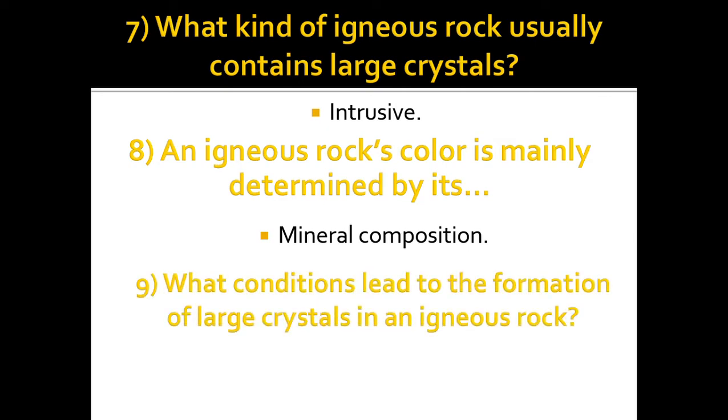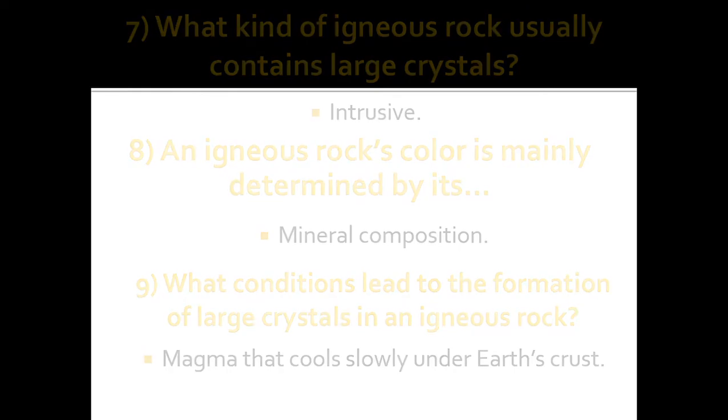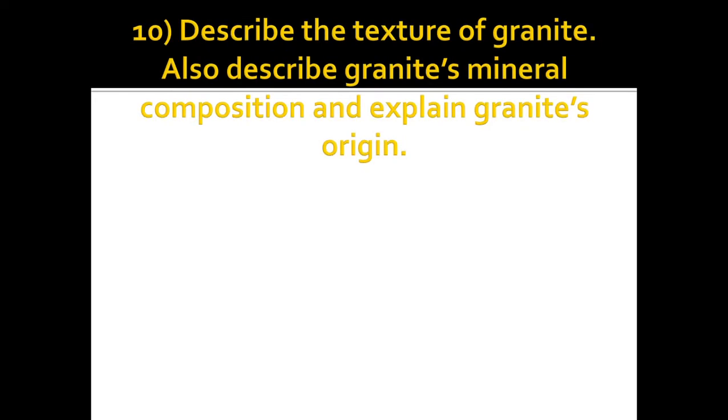And what conditions lead to the formation of large crystals in an igneous rock? So for that, we have to remember a little bit about the process on how igneous rocks form. And here is the answer. Magma that cools slowly under Earth's crust. All right. Let's continue. Question number 10.